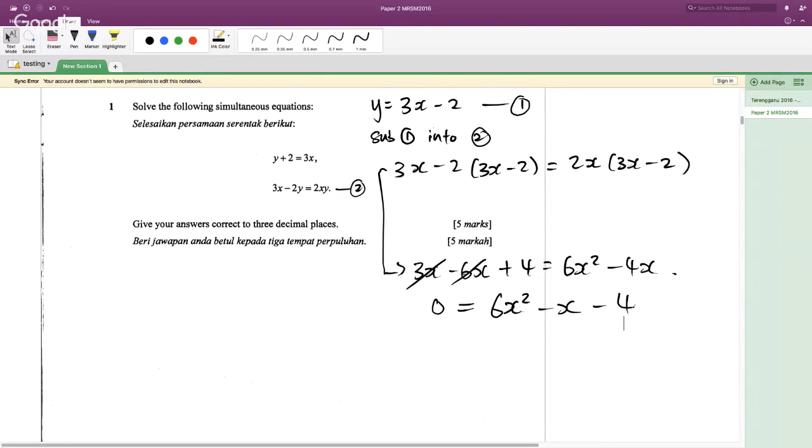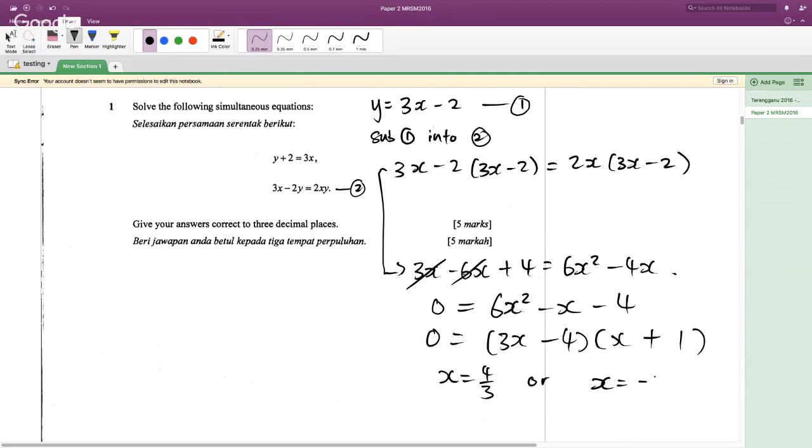Yeah, I hope I don't make any mistake here. So 0 equals to, this one should be, yep, am I making any mistake here? 3x and 2x, 4 and 1. Maybe 3x and x, and then I try to use 4 and 1. And then negative, positive. Yeah, it should be correct. Then I will get my x basically equals 4 over 3, or my x equals negative 1.